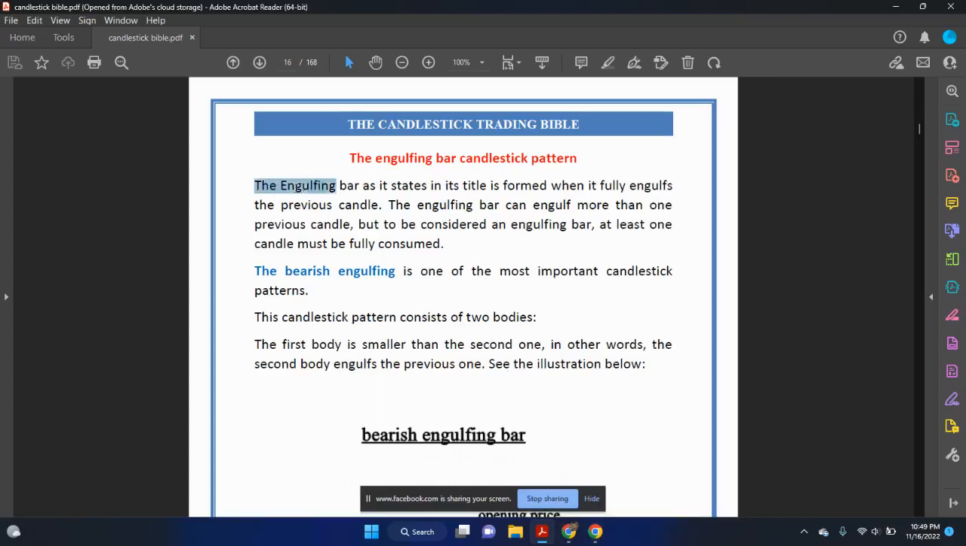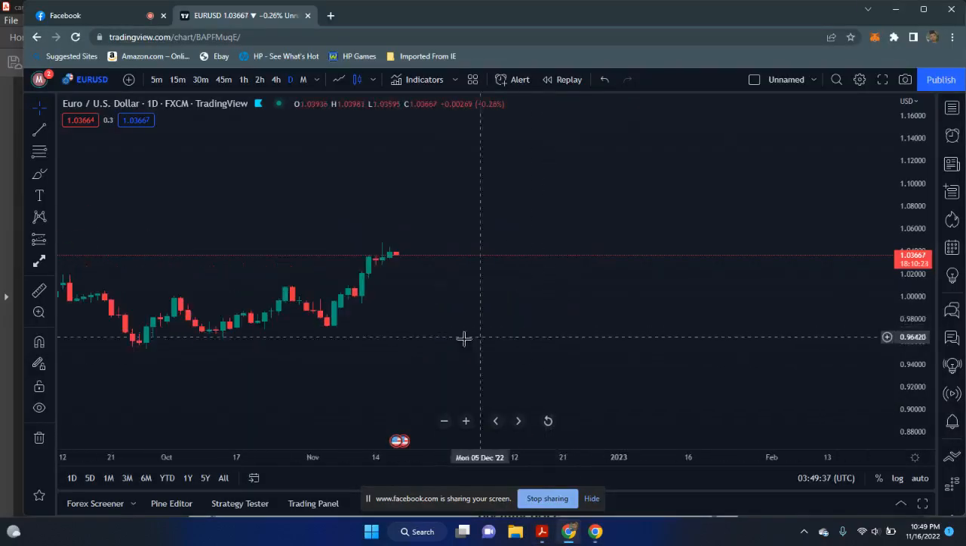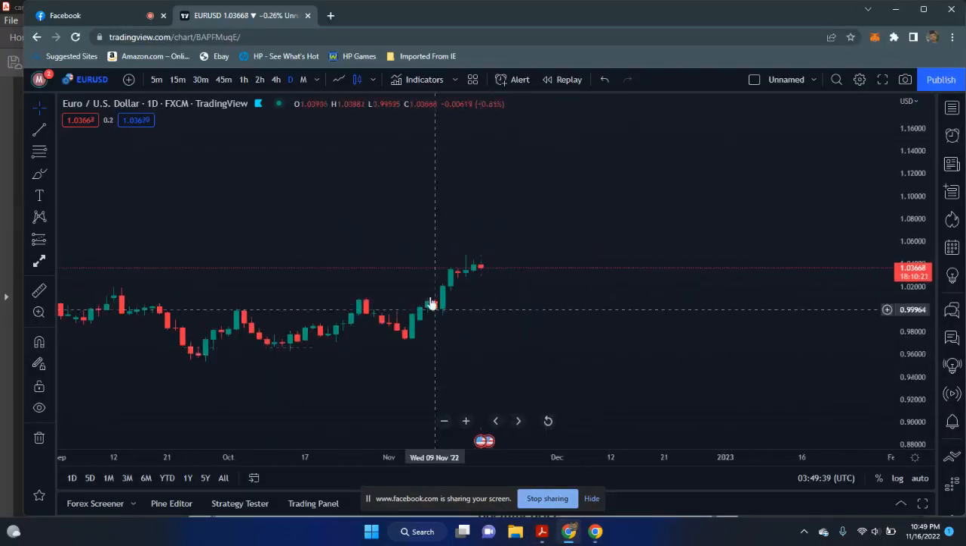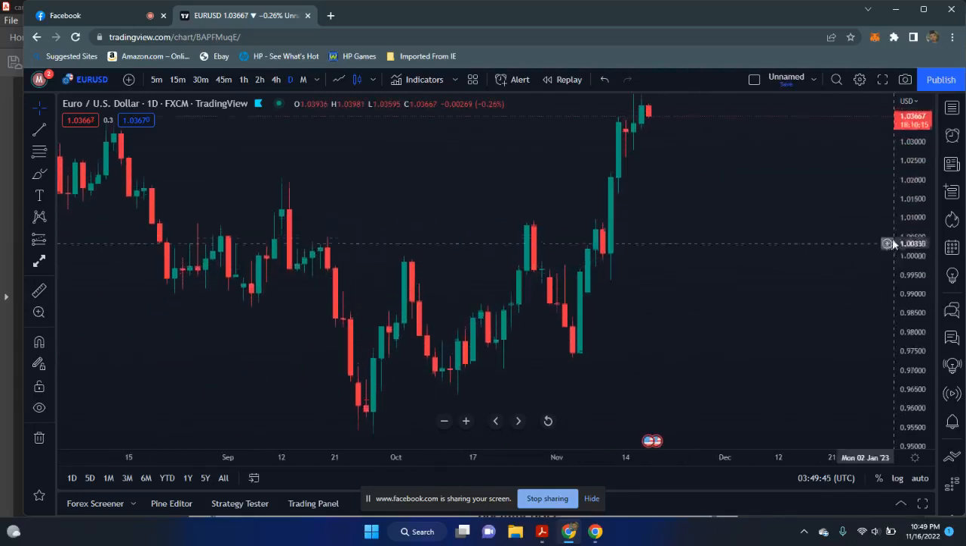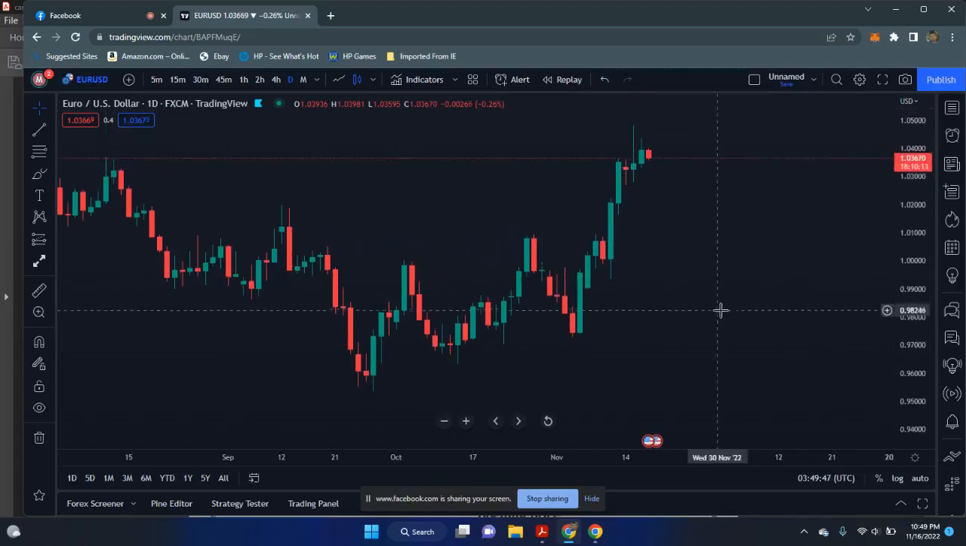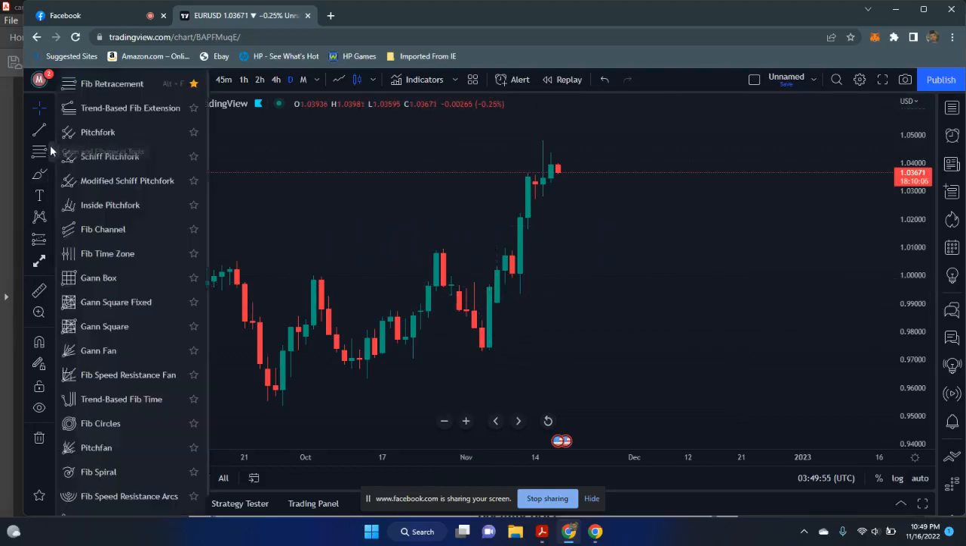Alright, so it says the engulfing bar, as is stated in its title, is when it fully engulfs the previous candle. And this is a good example here. This is called a bullish. Let's stretch it out here for you. This green candle here that you guys see, my arrows.